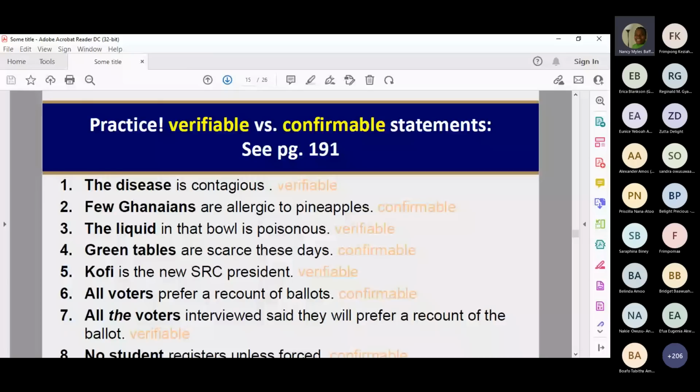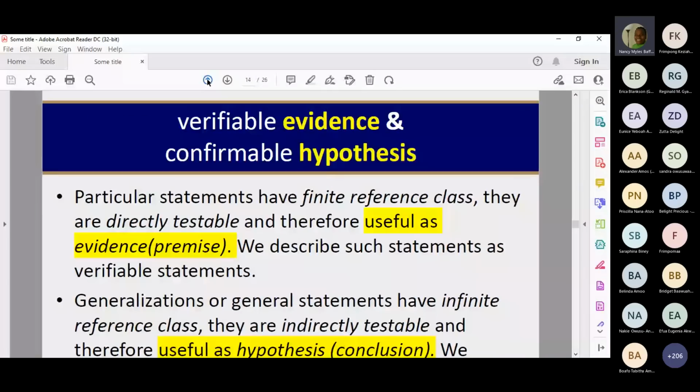So when a statement has a finite reference class, and we all know that that will make that statement a particular statement, then the empirical scientist describes it as what? Verifiable. You can verify it. The word verification is strong. It's not the same as confirmation. Confirmation, or confirmable, is not the same as what? Verifiable. So I'm helping you see it. It's technical. That's why someone has to point it out to you, like it was pointed out to me.